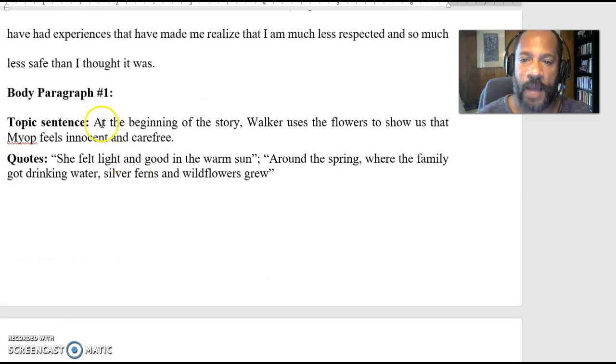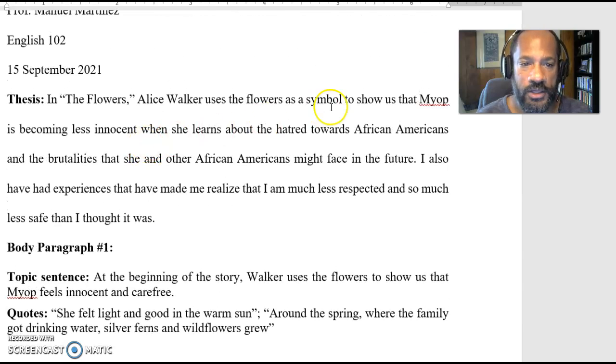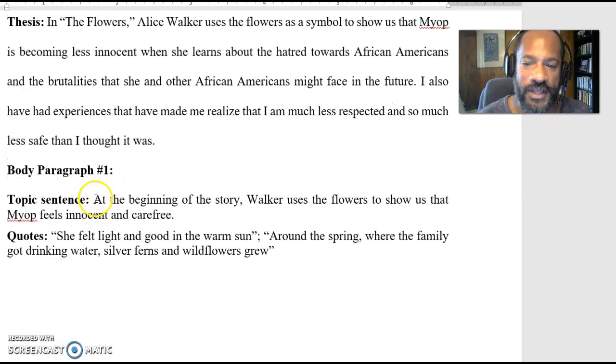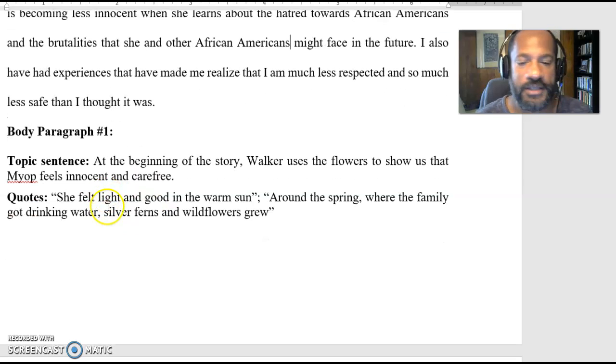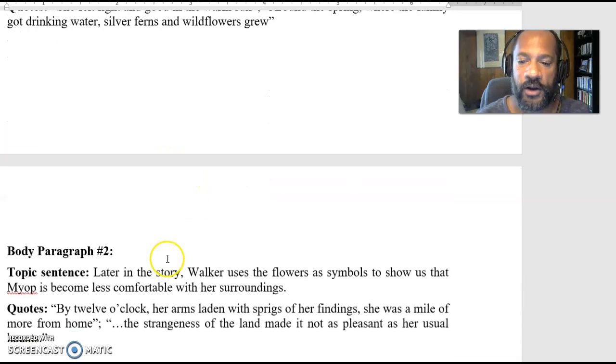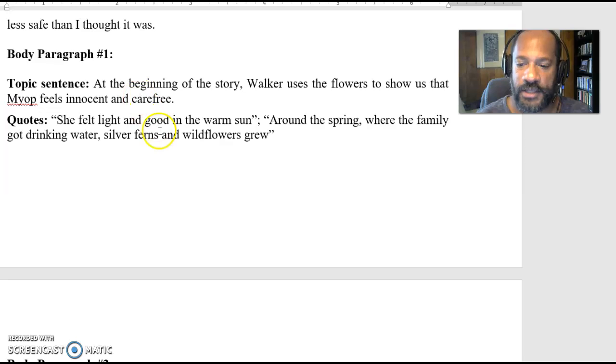Body paragraph number 1, topic sentence. At the beginning of the story, Walker uses the flowers to show us that Myop feels innocent and carefree. Right? Well, this thesis said she used the flowers as a symbol to show that Myop is becoming less innocent. Right? So realize this first one is saying here's where she is innocent. Right? Let's see how that happens at the beginning. She is innocent. I'm going to use these quotes. She felt light and good in the warm sun, and around the spring where the family got drinking water, silver ferns and wildflowers grew. So these lines are about how she feels innocent and carefree, right? That's the first paragraph. And that's all I needed to tell you, just the topic sentence and the quotes.